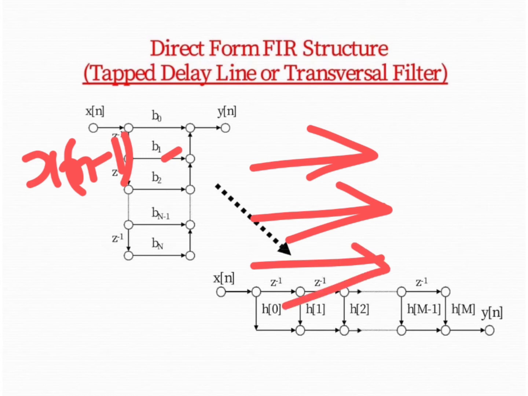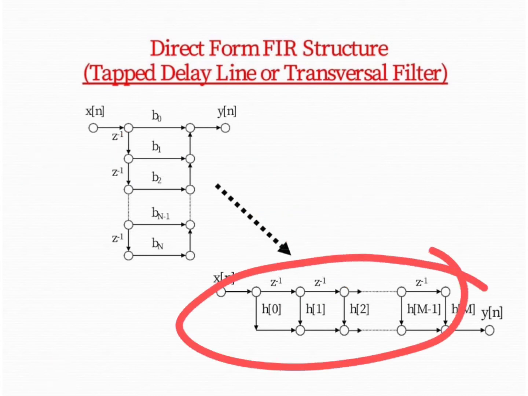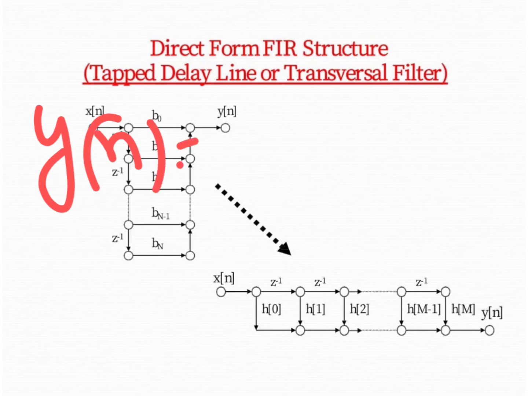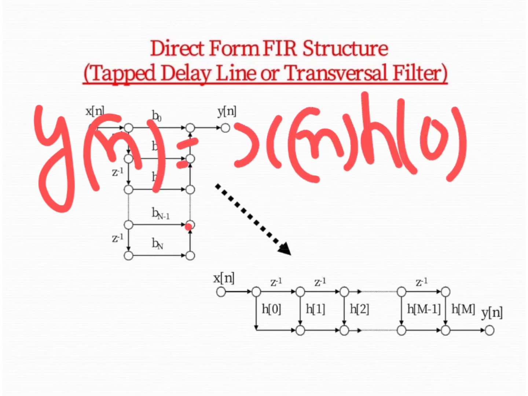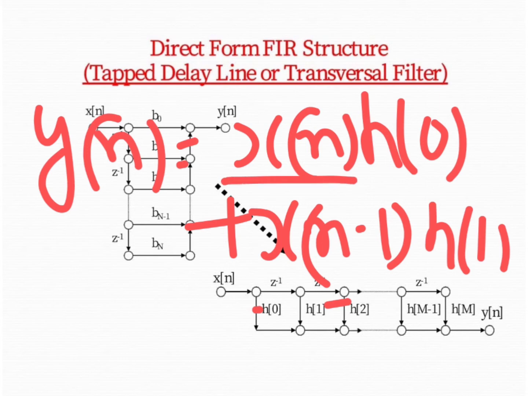Now we can draw this diagram in this way also. In discrete convolution form we can draw it like this. As you can see, we have the expression y of n equals x of n h of 0 plus x of n minus 1 h of 1, and so on. First we have x of n h of 0, with x of n here, and this is a multiplier component. x of n is multiplied by h of 0, which is added with this adder.